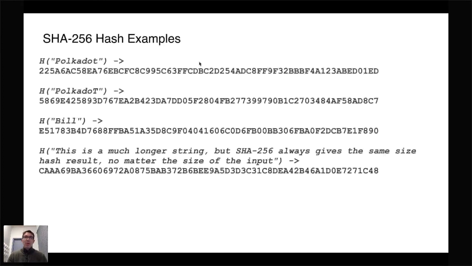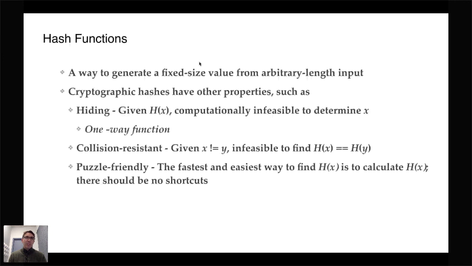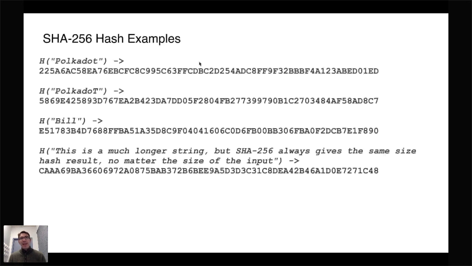There are a lot of different algorithms that can be used for hashes, but for situations where we want security, such as in blockchains, there are a few other things that we want our hashes to have. So the first is hiding. That is, to give it sort of mathematically, given h of x, it's infeasible to determine x. What I mean by this is, given a hash like 225A6..., it's very difficult to determine the other end of that function. Polkadot is the input. You can go one way very easily, but not backwards the other way.